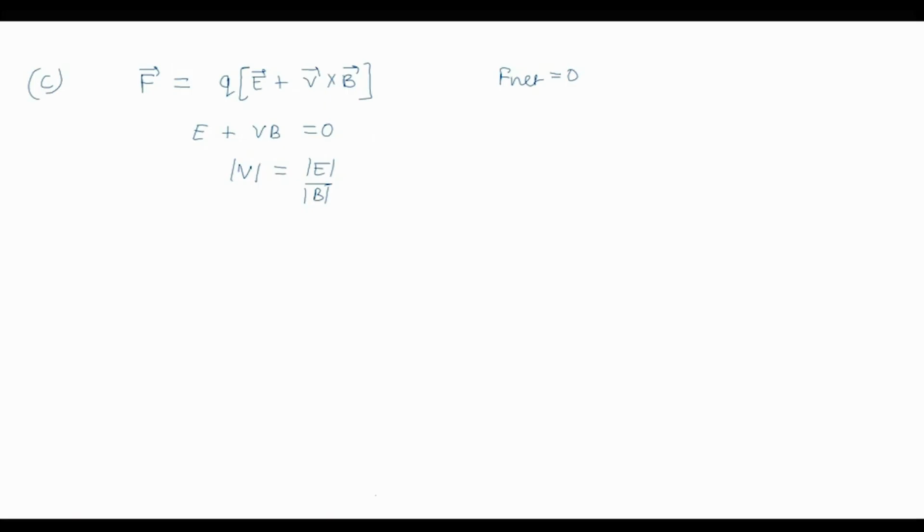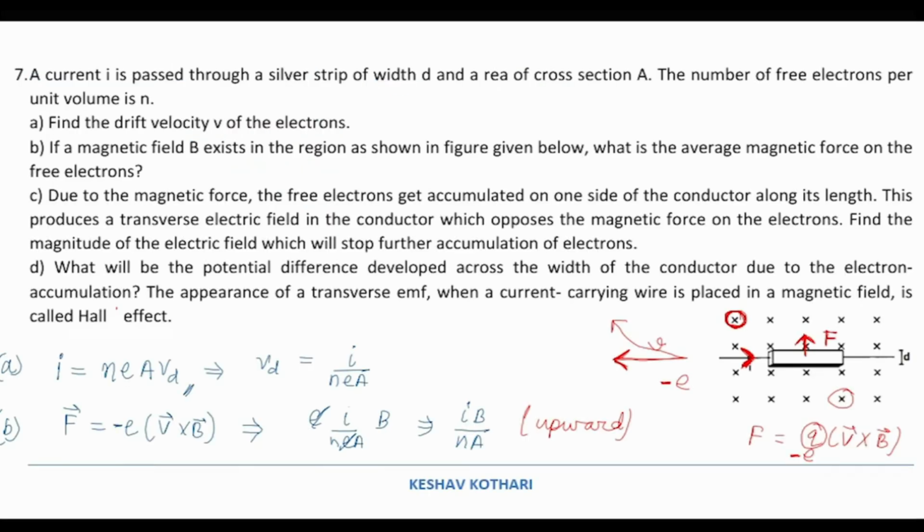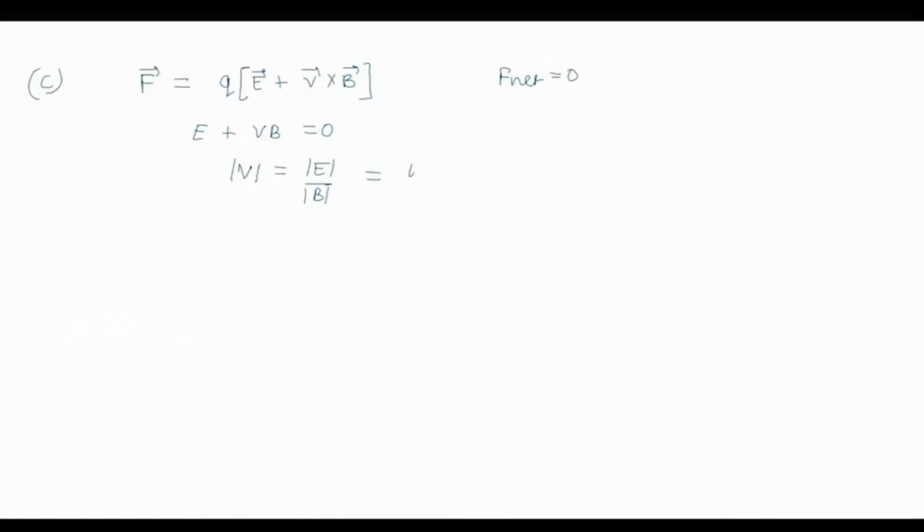Now here we are writing that if the electric field E is developed, the value is going to be equal to the velocity. The velocity value is I upon neA. So the value of electric field that must be developed is calculated as IB upon neA. So this is going to be the value of the transverse electric field that will be created in order to prevent further accumulation of electrons.